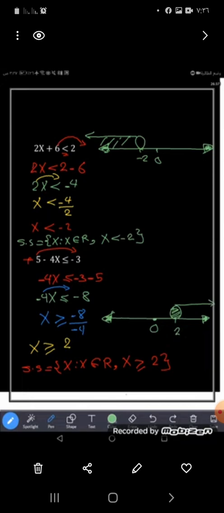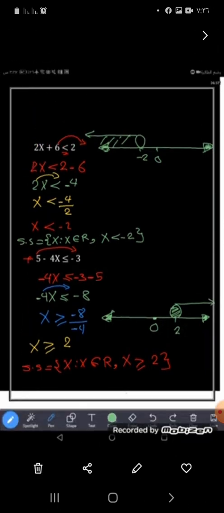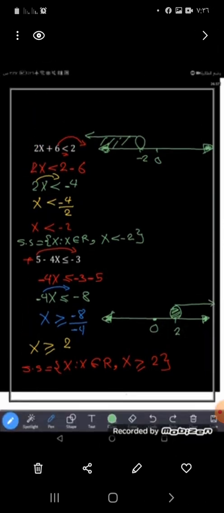Dividing by negative 4. When we divide by a negative number, we have to change the sign of the inequality. If it means less than, I put it more than. If it was more than, I put it less than. Here x less than, then we can change the sign of the inequality to make it more than. Then we can say x more than or equal negative 8 over negative 4. It means x more than or equal 2.